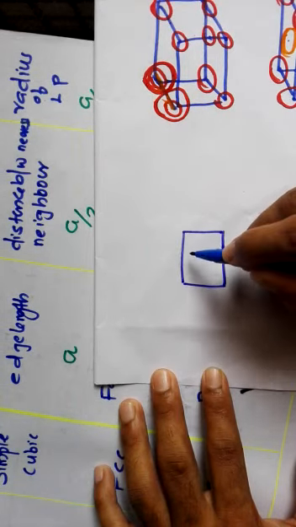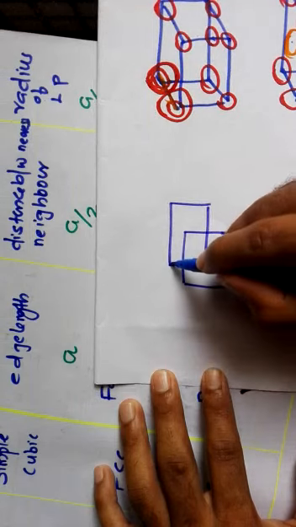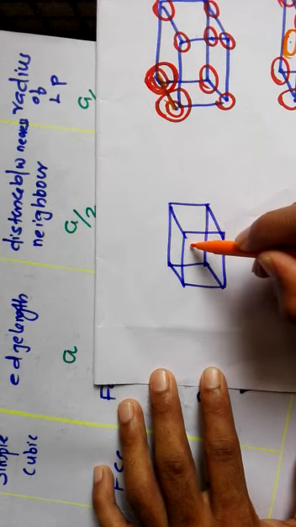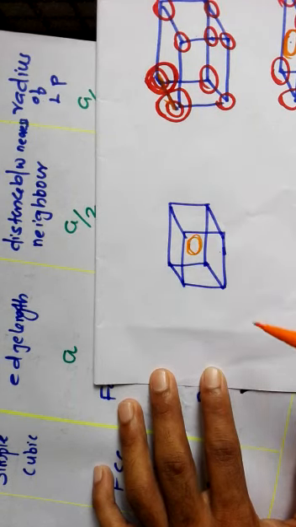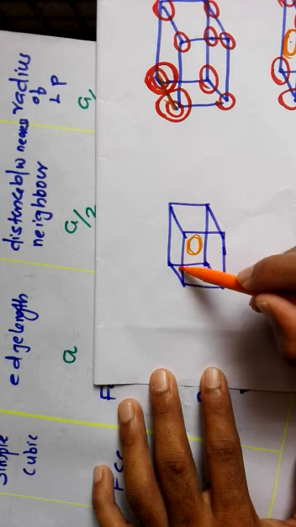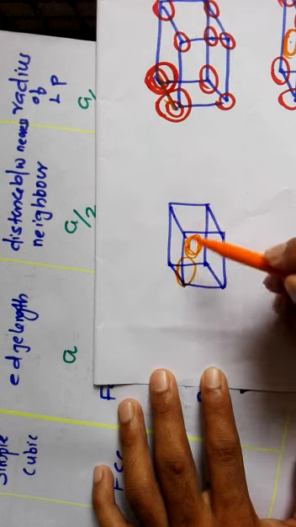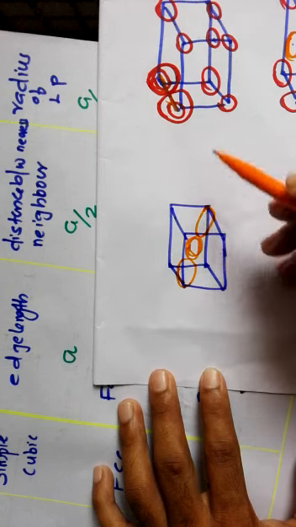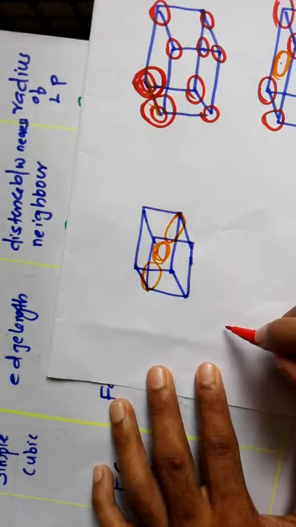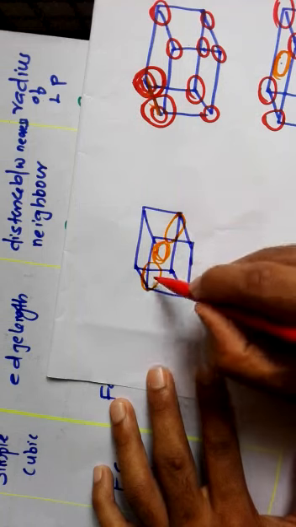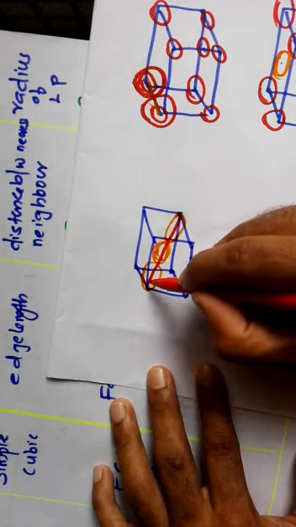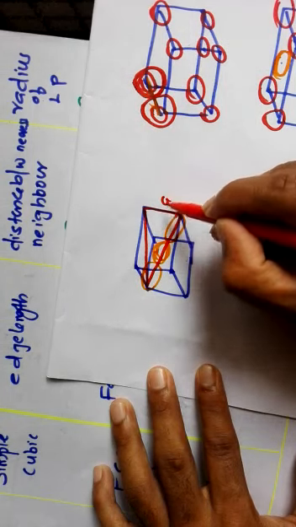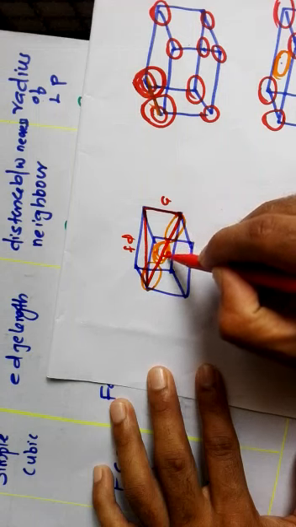Again, BCC unit cells like this. You have a particle at the center of the body, and you have a particle at the corner which is touching this center particle, and you have a particle at this opposite corner. Therefore, if I draw like this, now this is the body diagonal and this is the face diagonal, and look at this edge length a, face diagonal, and this is the body diagonal.